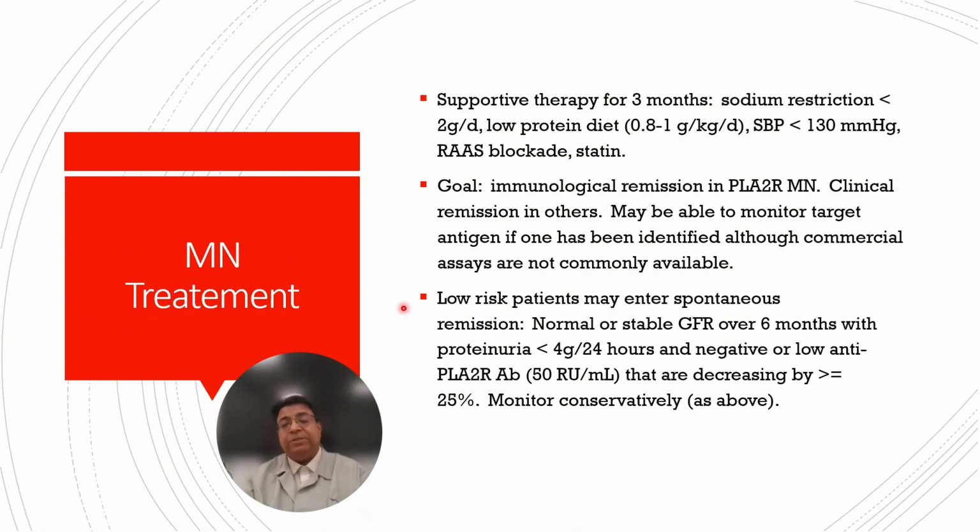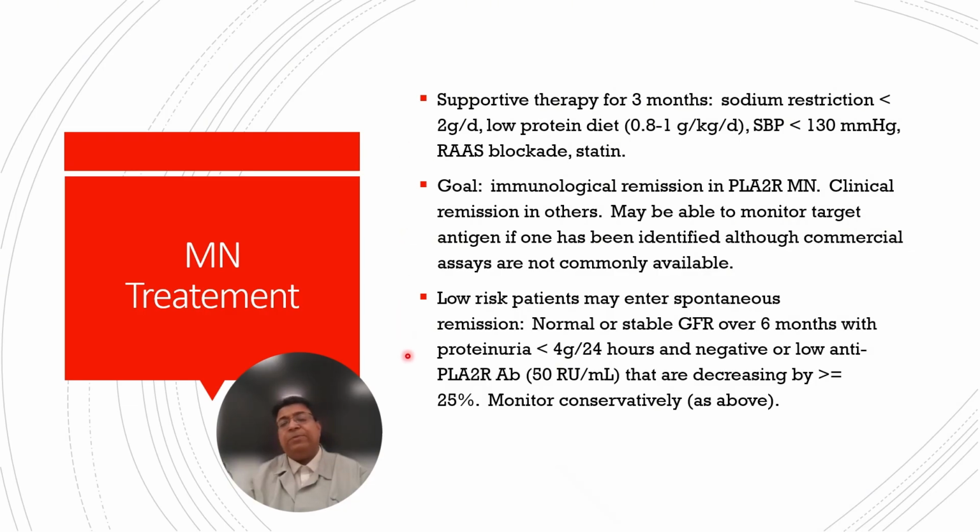Low-risk patients may enter spontaneous remission, and that's why supportive therapy for 3 months is recommended, just in case one may be able to avoid immunosuppression. Supportive therapy consists of sodium restriction, low protein diet, blood pressure control, RAS blockade, and statin. Now, what is a low-risk patient?